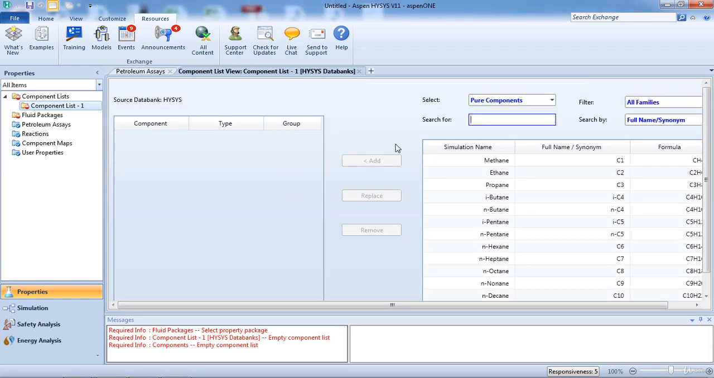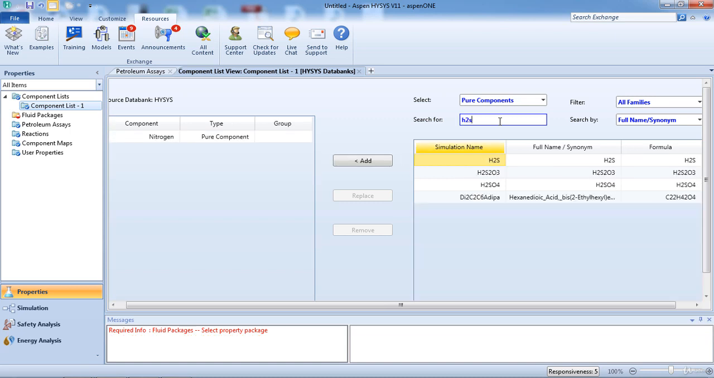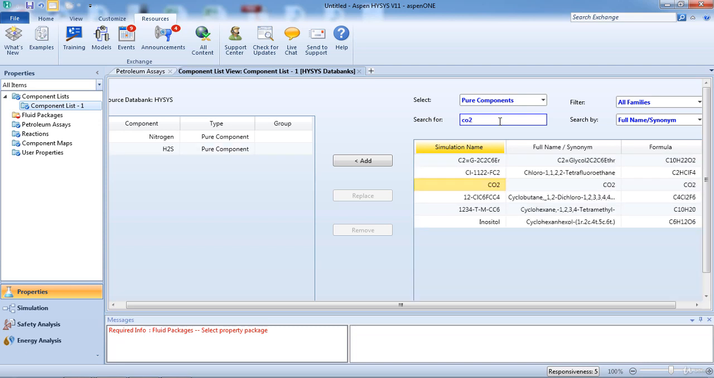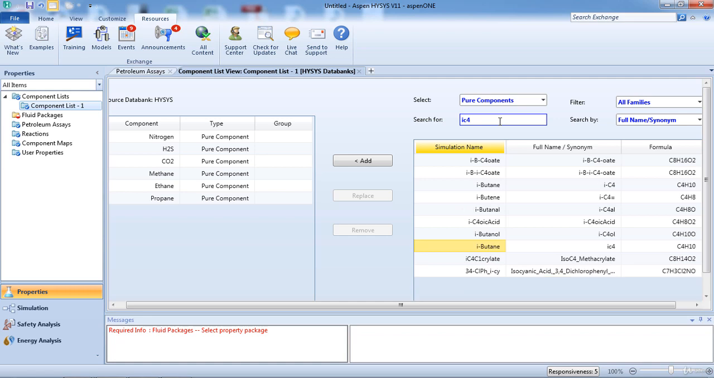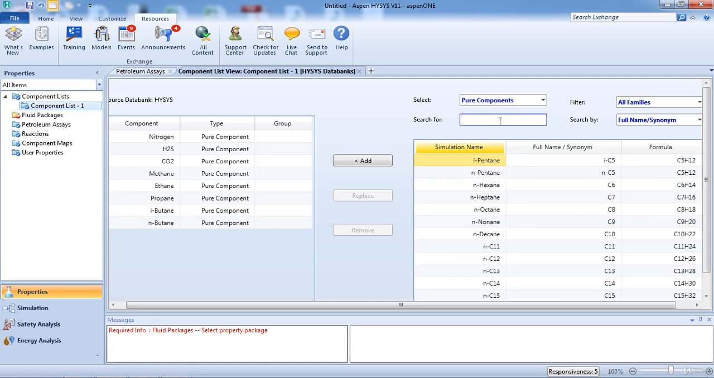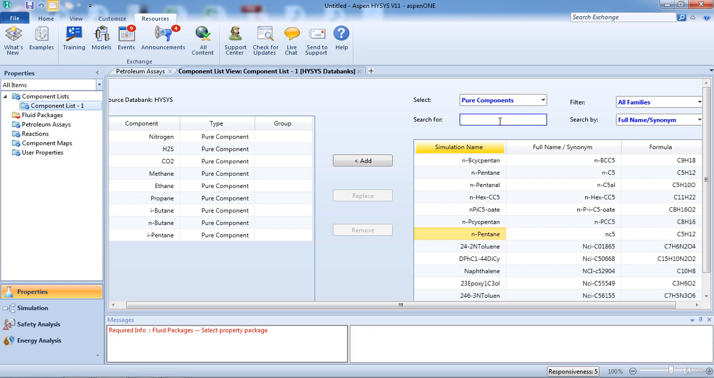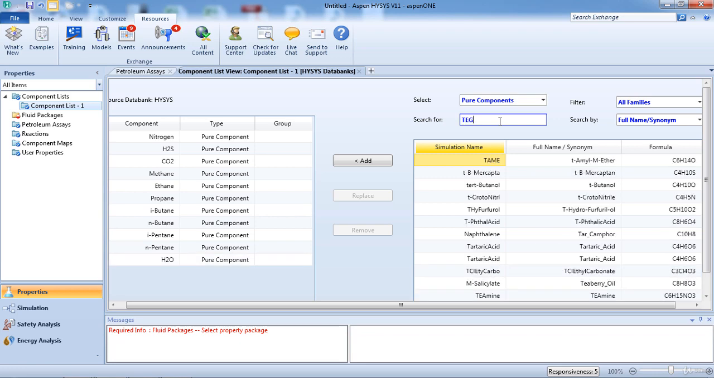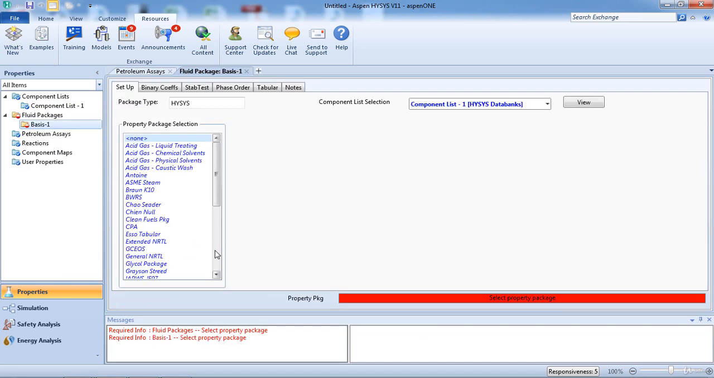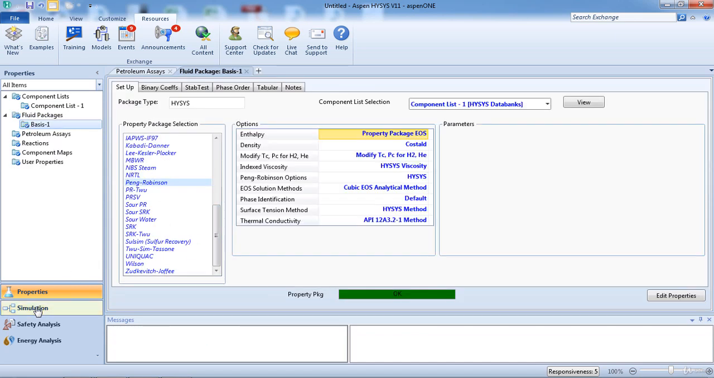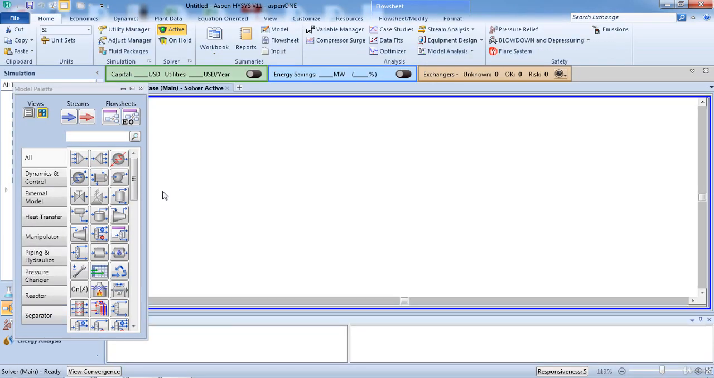Let's add the composition. So the composition we have from the document: nitrogen, hydrogen sulfide, carbon dioxide, C1, C2, C3, iso C4, normal C4, iso C5, normal C5, water, and triethylene glycol. The fluid package, we will select Peng Robinson and then go to the simulation. The first thing we will do is define a gas stream.